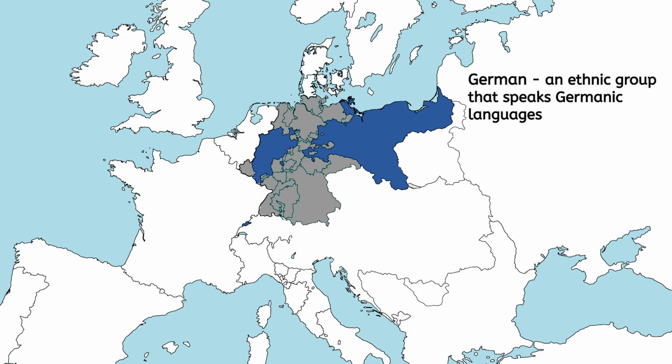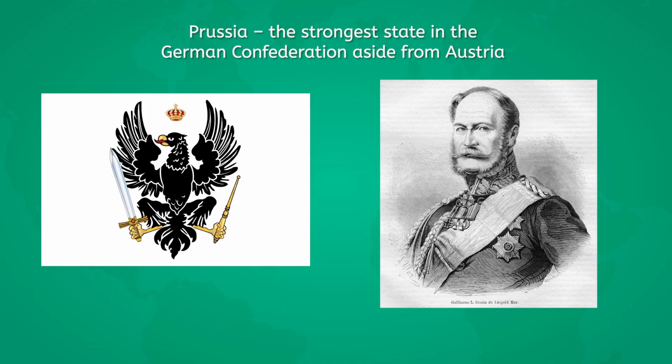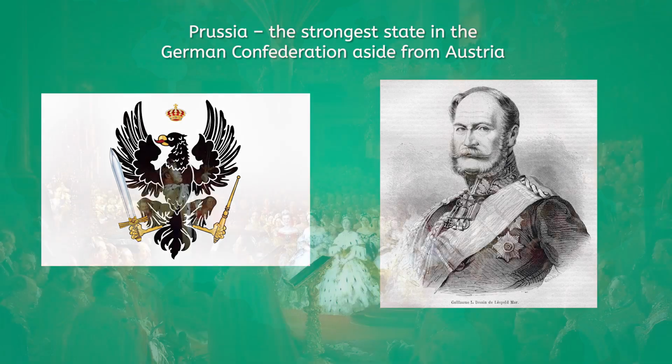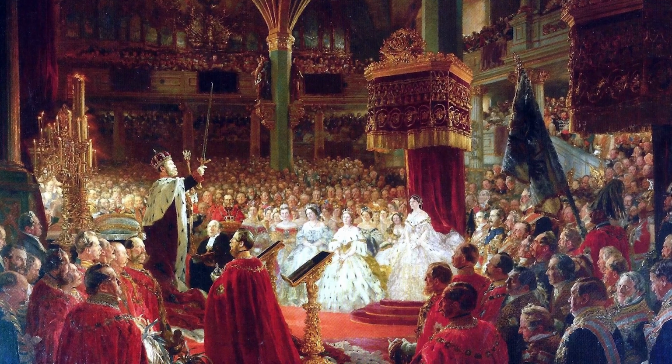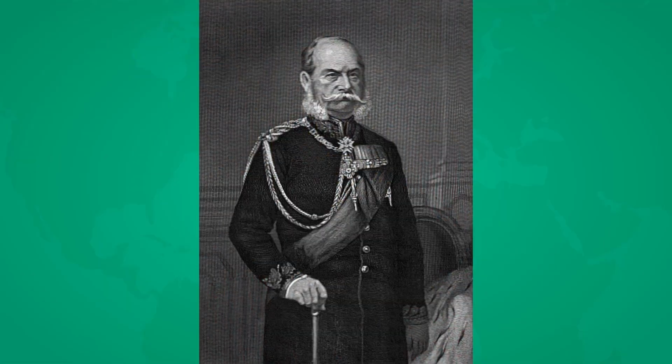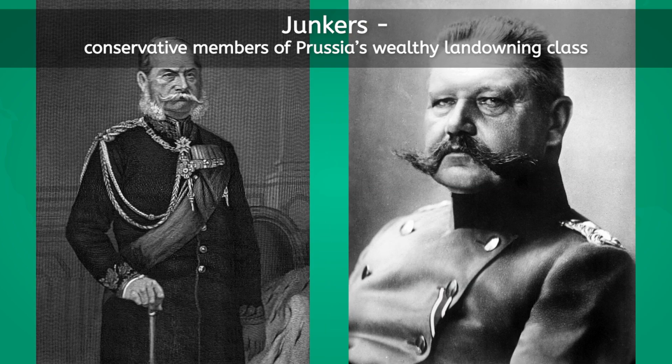Remember that German refers to an ethnic group of people speaking Germanic languages in Central Europe, and Prussia was a German state. In 1861, Wilhelm I rose to power in Prussia, the strongest state in the German Confederation aside from Austria. Prussia's parliament refused Wilhelm's request for funding that would allow him to improve the Prussian military. Wilhelm saw this as a challenge to his authority, so he turned to the Junkers, who were staunchly conservative members of Prussia's wealthy landowning class that supported him.